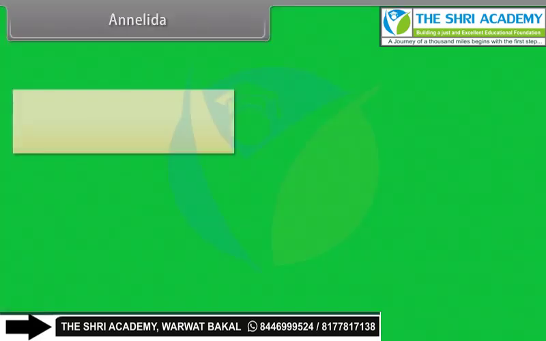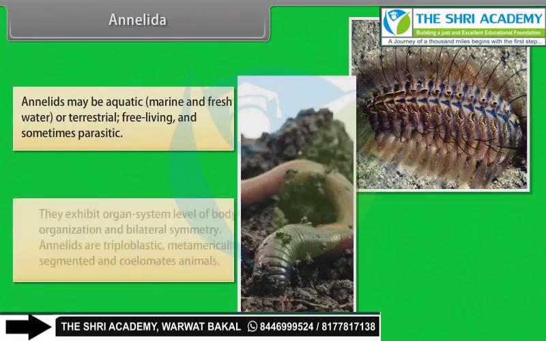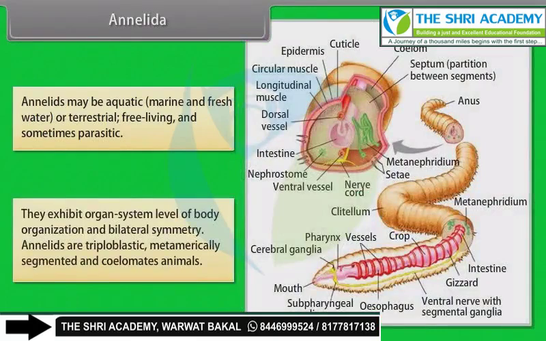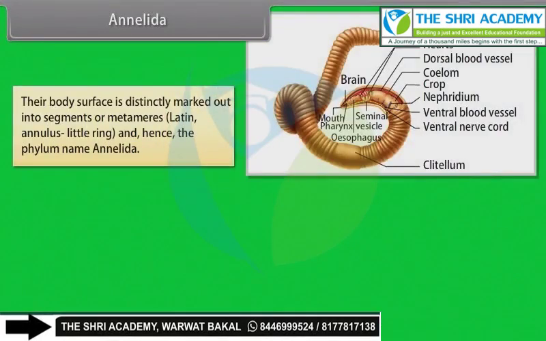Annelida. Annelids may be aquatic, that is marine and freshwater, or terrestrial, free-living and sometimes parasitic. They exhibit organ system level of body organization and bilateral symmetry. Annelids are triploblastic, metamerically segmented and coelomate animals. Their body surface is distinctly marked out into segments or metameres, from a Latin word meaning annulus, little ring, and hence the phylum name Annelida.